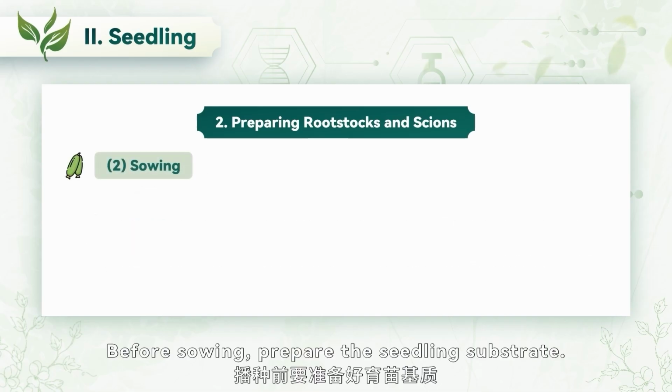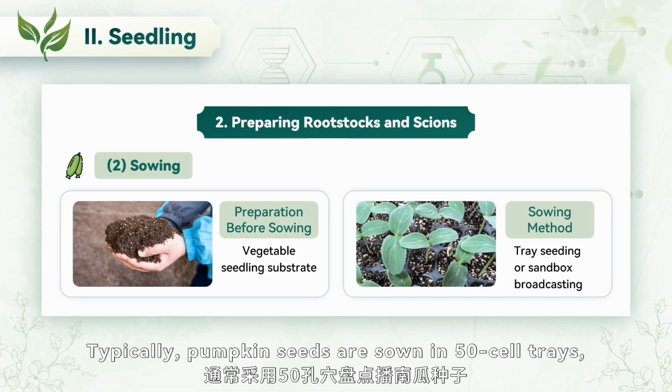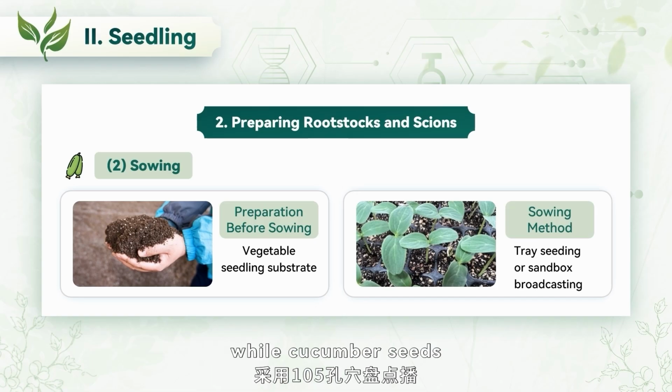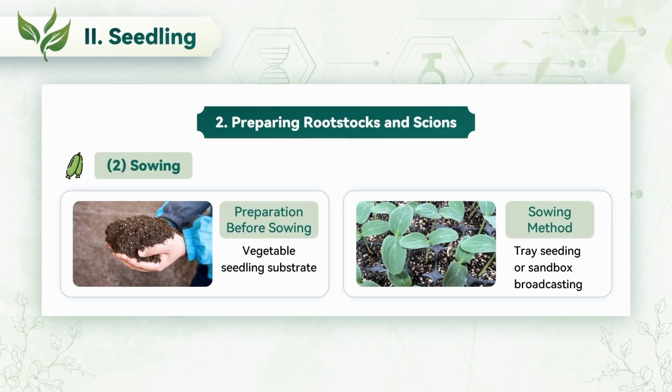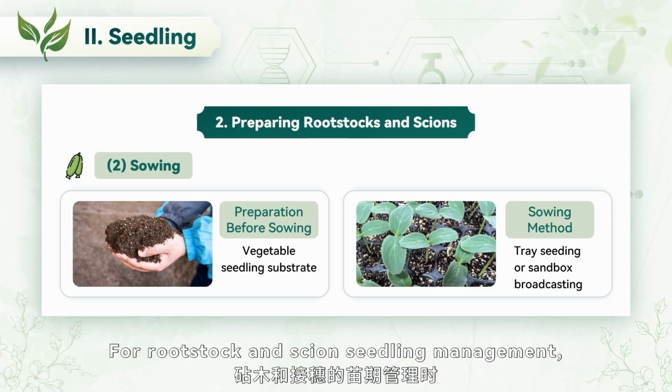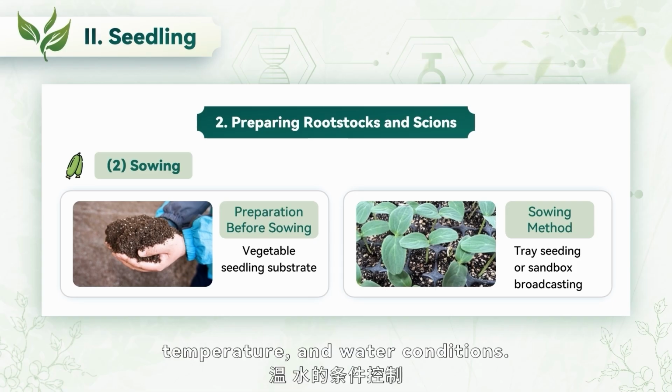Before sowing, prepare the seedling substrate. Typically, pumpkin seeds are sown in 50-cell trays, while cucumber seeds are either sown in 105-cell trays or broadcasted in sandboxes. For rootstock and scion seedling management, attention should be paid to the control of light, temperature, and water conditions.